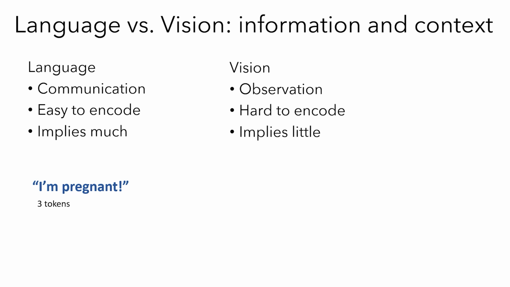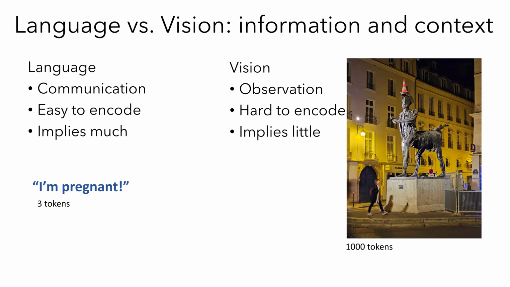Vision, on the other hand, is observational. It's hard to encode, it takes a lot of data, and it doesn't imply very much. Here's a picture that I took in Paris a couple of weeks ago of a cone on top of a statue's head. It takes 1,000 tokens to represent this, and it's kind of an interesting picture, but it's not going to change anybody's life.